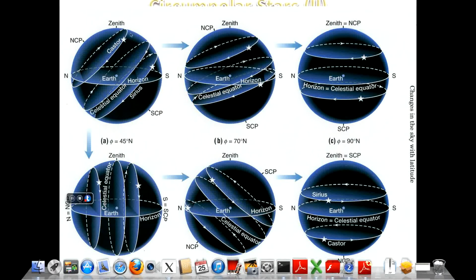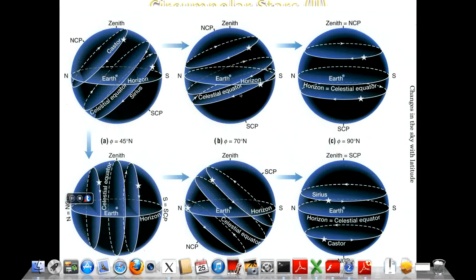And here we have the star Castor, which is one of the twins in Gemini. And it's going to go around and around. Most of the time it's above the horizon, spends a little bit of time below. On the other hand, Sirius here is going around and around. It's above the horizon for a little while, but it spends more time below the horizon. And clearly there are some stars down here we don't see, and there are some stars here that we'll see all the time.